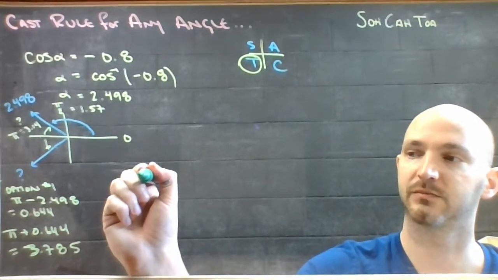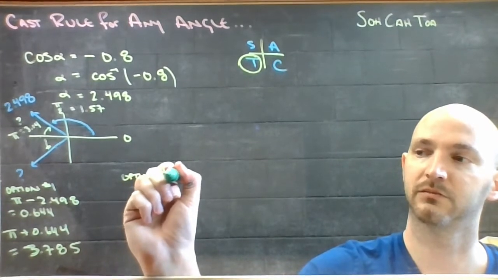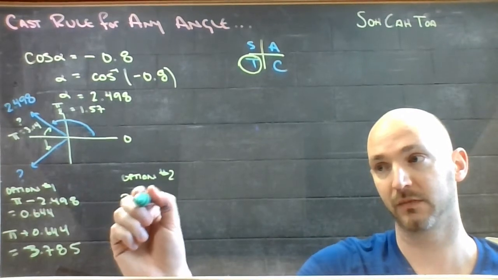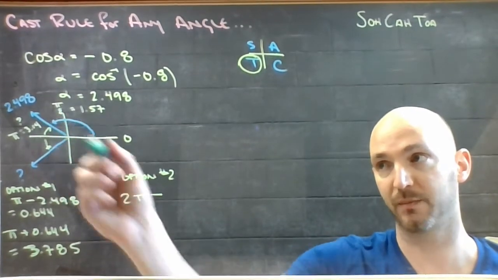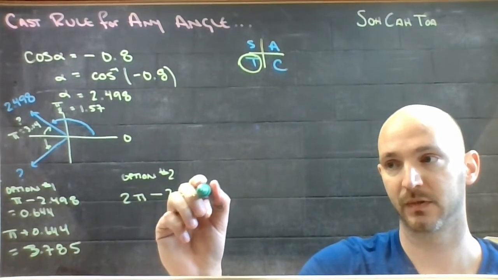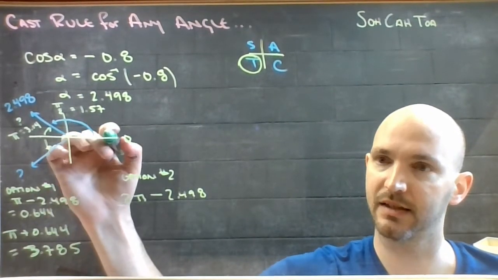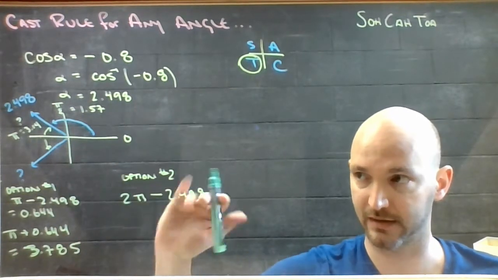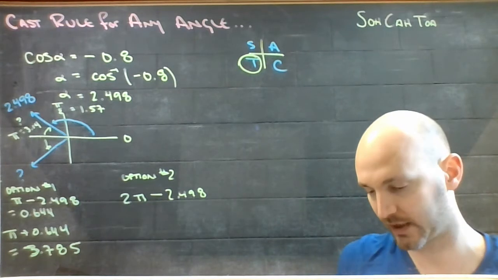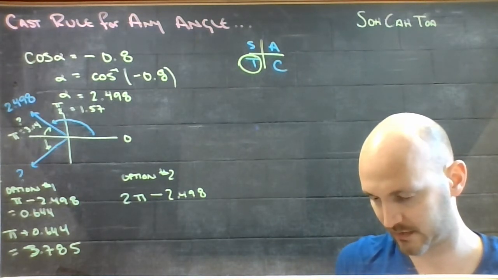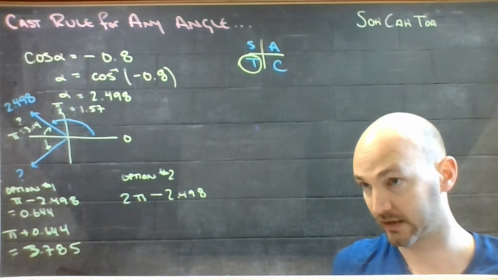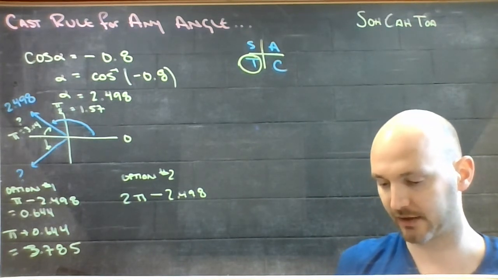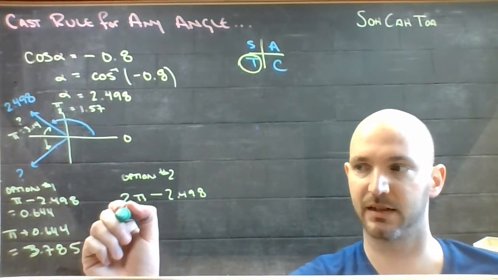Option 2. If I went all the way around to 2 pi, and then I backed up 2.498, you can sort of see it, right? This line, this location is symmetrical across the axis. If I subtracted that 2.498 from 2 pi, so 2 times pi subtract 2.498, I get 3.785, which is what I had there.